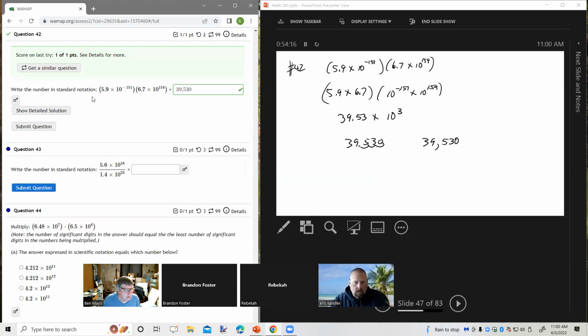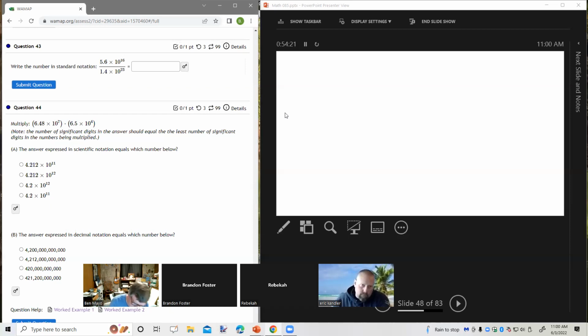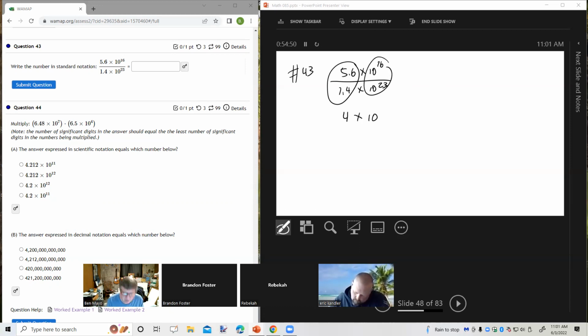And continuing on. Number 43. Again, if I'm going too fast, let me know. I can slow down. Write the number in standard notation. 5.6 times 10 to the 16th power over 1.4 times 10 to the 23rd power. 5.6 divided by 1.4 is 4 times 10 to the 16 minus 23 would be -7.